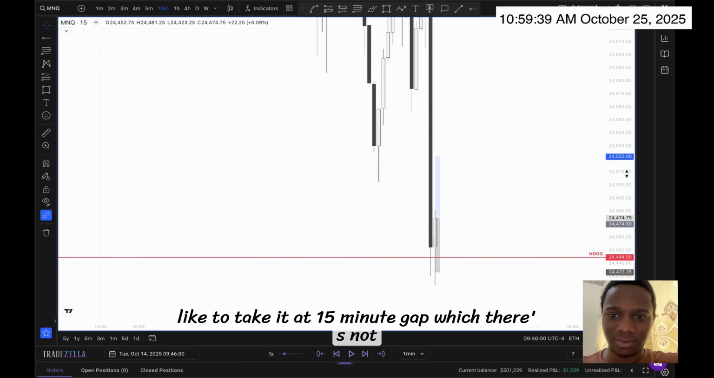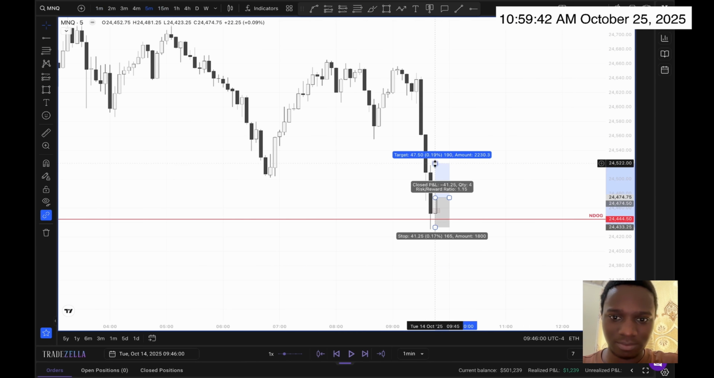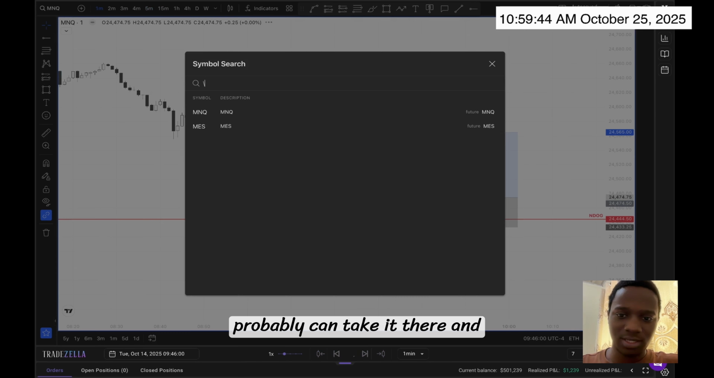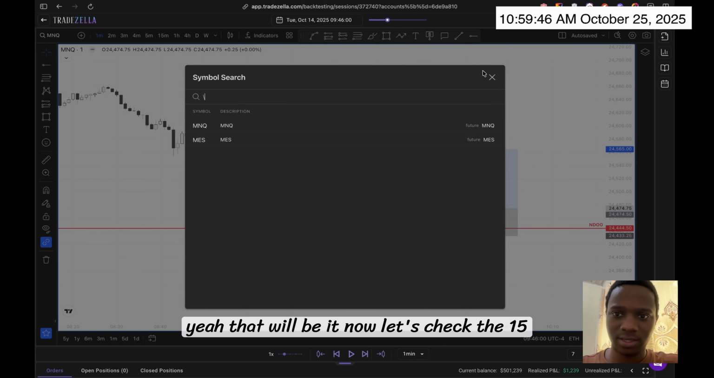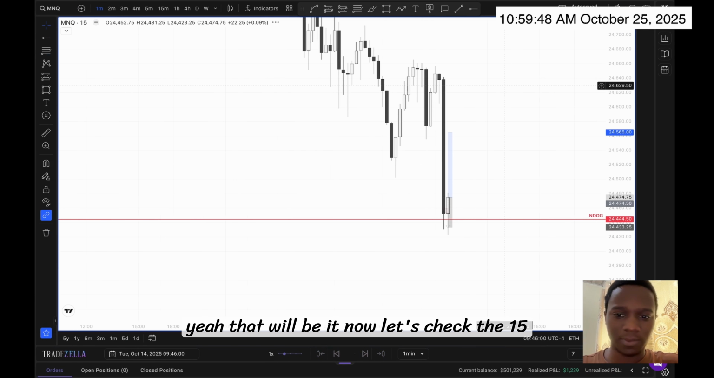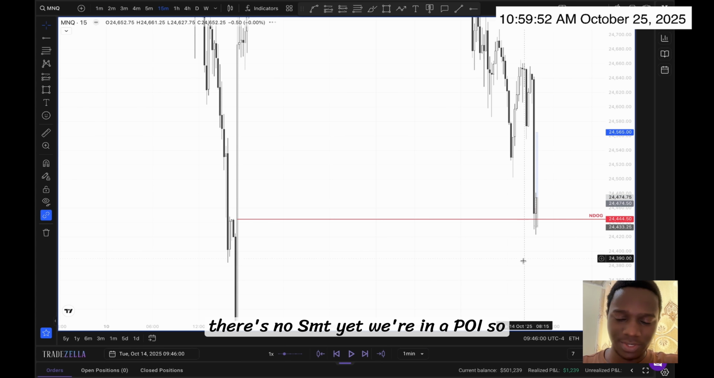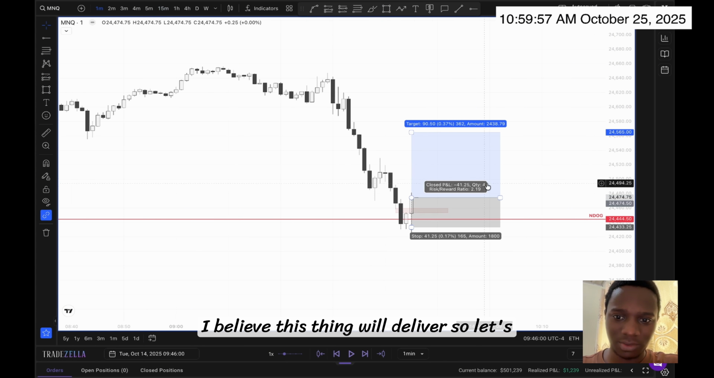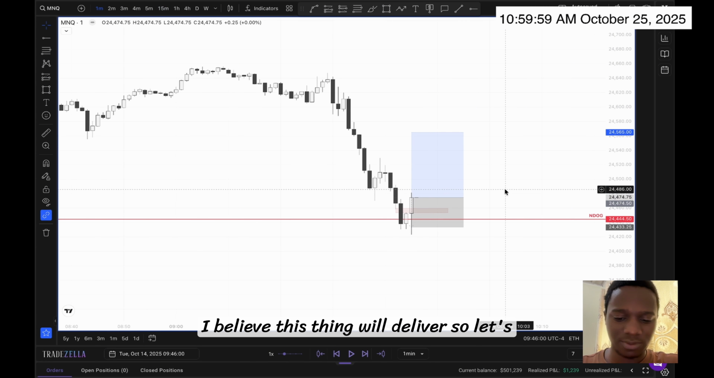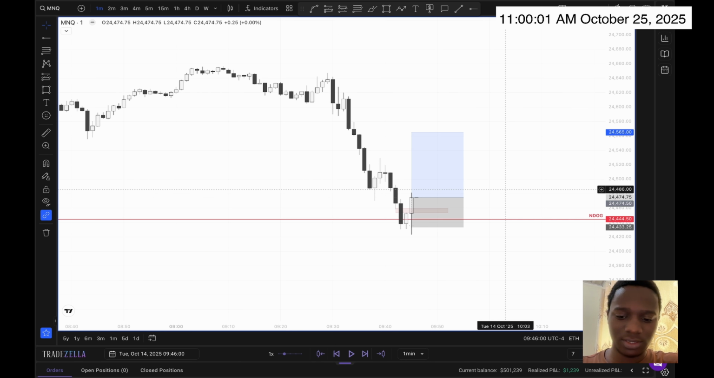I'd like to target a 15-minute gap, which there's not. Probably can target there, and yeah, that will be it. Now let's check the 15. Everything's looking okay. We have the sweep. There's no SMT yet. We're in a POI, so I believe this thing will deliver. So that's 500/80.